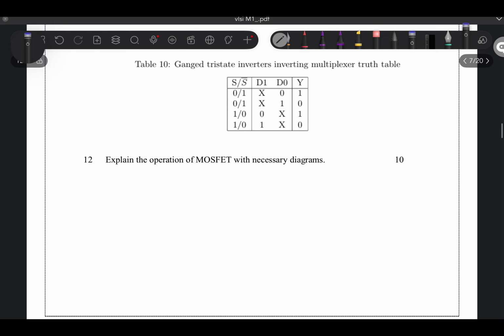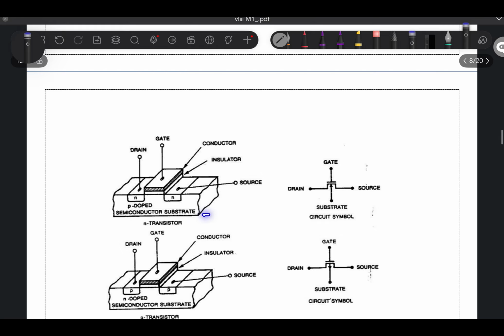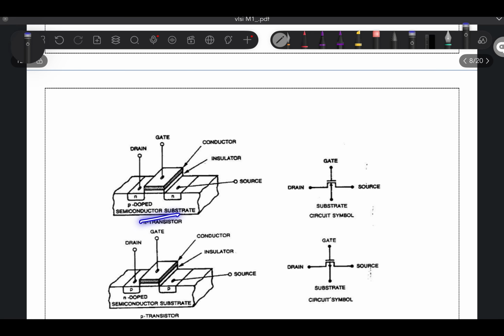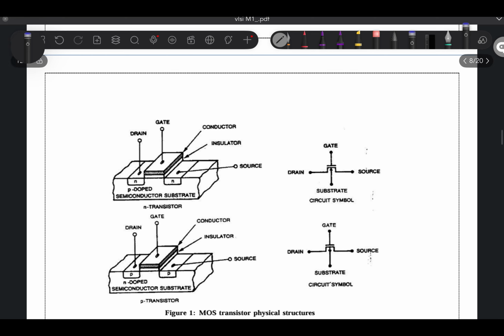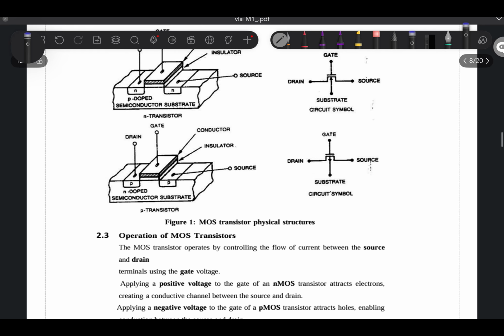But here comes another twist. This is also a common, basic question, like what is the operation and the diagrams. As it is near 10 marks, you should be drawing the diagrams. You can draw either P or N, but it is mandatory to draw the symbols of both, so you can easily differentiate which is the N and which is the P. And here is the operation. What are the drain and source, positive voltage for NMOS, negative voltage for PMOS, what is the control terminal, and how we should be controlling it. You can easily explain it.